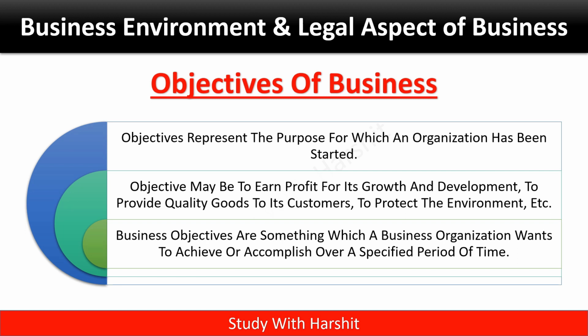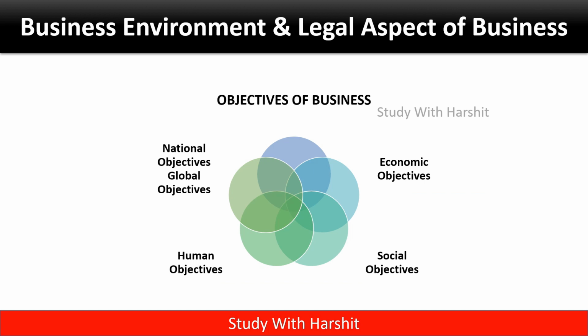Business objectives are something which a business organization wants to achieve or accomplish over a specified period of time. Objectives of business: economic objective, social objective, human objective, national objective, and global objective. These are the objectives of business.